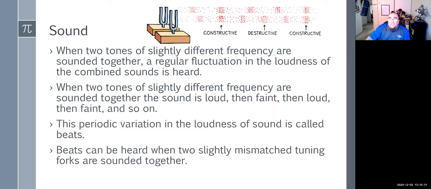When tones of slightly different frequencies are sounded together, a regular fluctuation in the loudness occurs, right? So those two tones of slightly different frequency are sounded together. The sound is loud, then faint, then loud, then faint, then loud, then faint, right? Periodic variation of the loudness is called a beat, right? Beats can be heard when two slightly mismatched tuning forks are sounded together.